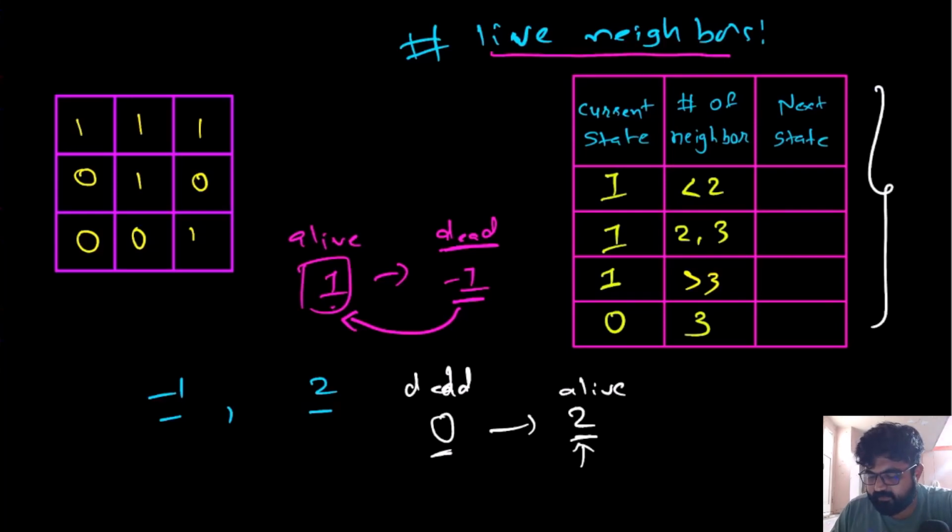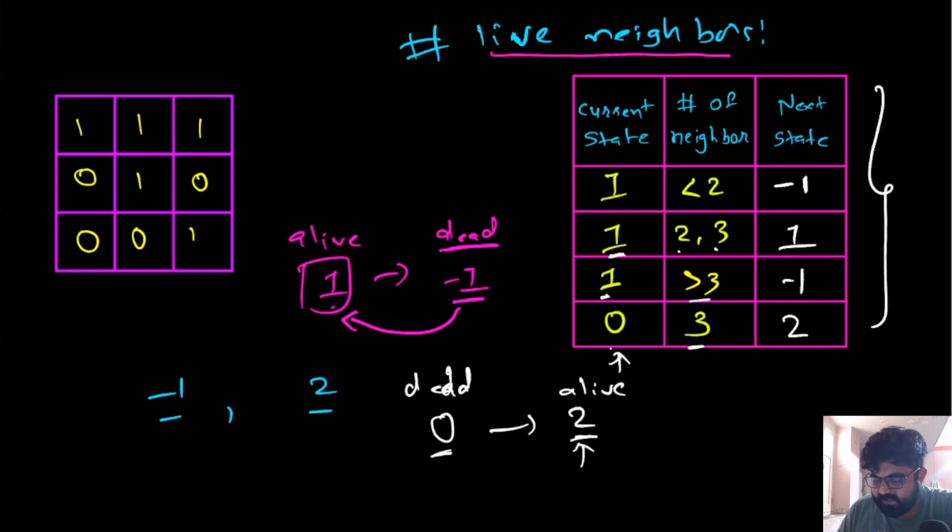And what is the change we are making? The change is that if the current state is live and the next state needs to be dead, this is where we are going to put -1. So because this becomes dead, we are going to put -1. For this particular case, if there are 2 or 3 live neighbors, this is going to remain 1, so we don't need to make any changes. For this one, if the number of neighbors is greater than 3, this 1 would die, so this would also become -1. And for this particular 0, if the number of neighbors is 3, this would become alive, so we would change the value to 2. So these are the few rules we are changing.